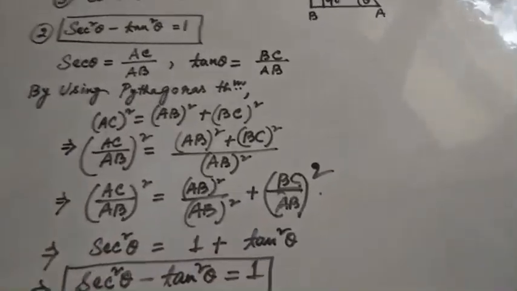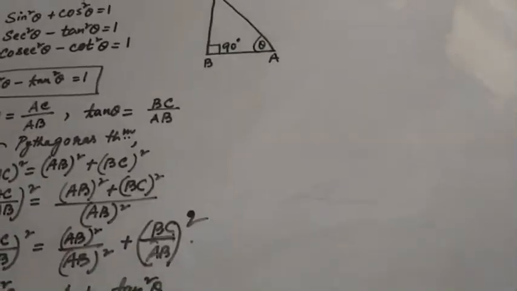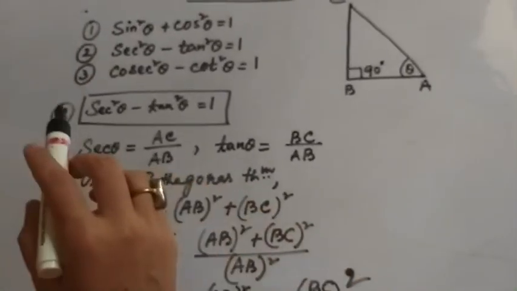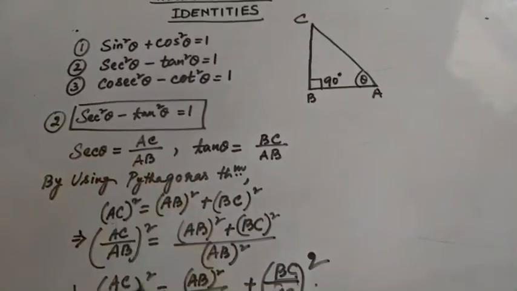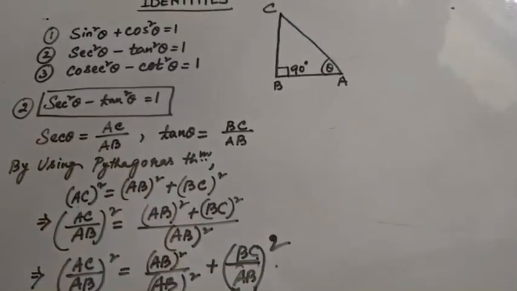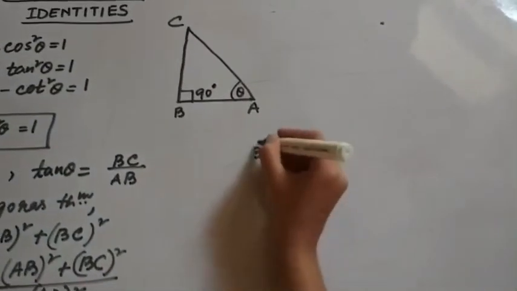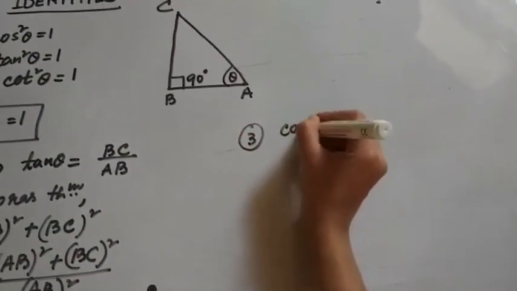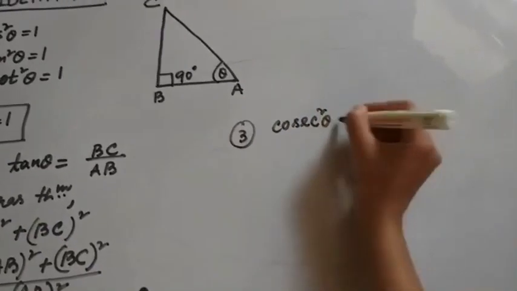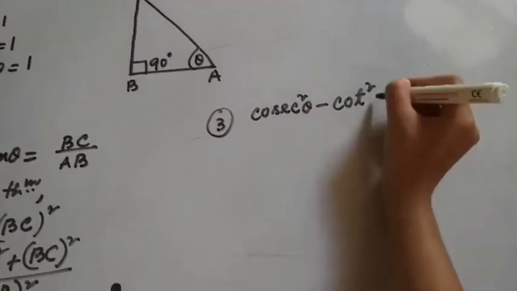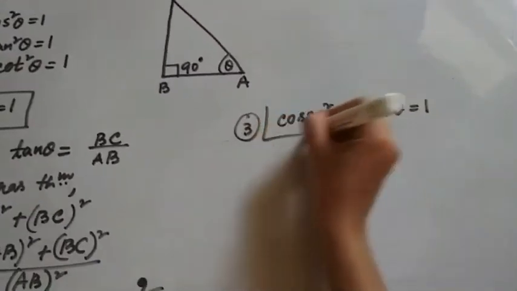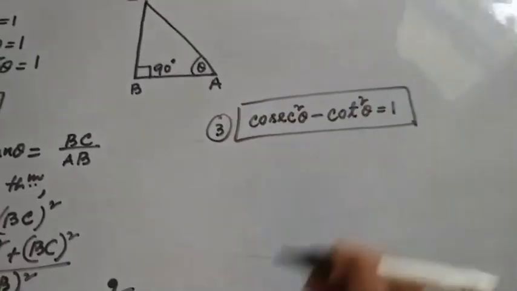Now come to the next formula, which is number 3: cosec square theta minus cot square theta equals 1. Now we will prove that. Number 3: cosec square theta minus cot square theta equals 1.